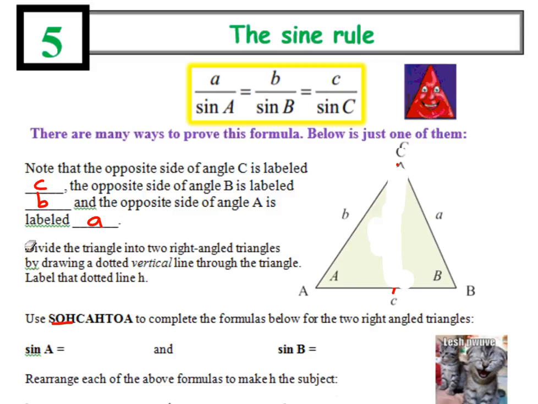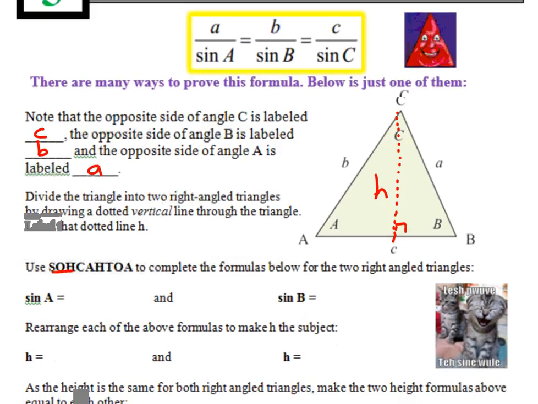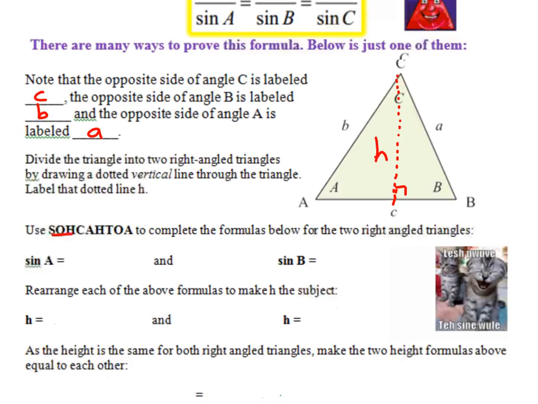First of all, the instruction is to divide this non-right angle triangle into two triangles by drawing a dotted vertical line through the middle. We'll label that dotted line H for height. Remember, the height breaks this non-right angle triangle into two right angle triangles, so you might want to label in a little right angle here. So we've divided it into two different right angle triangles, and we've labeled the height H.